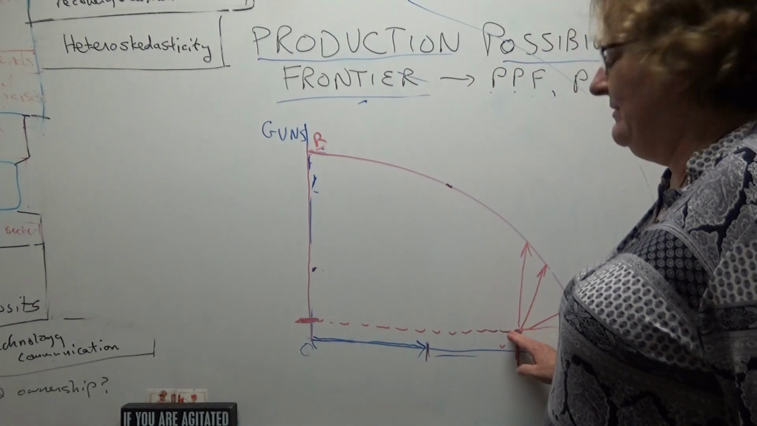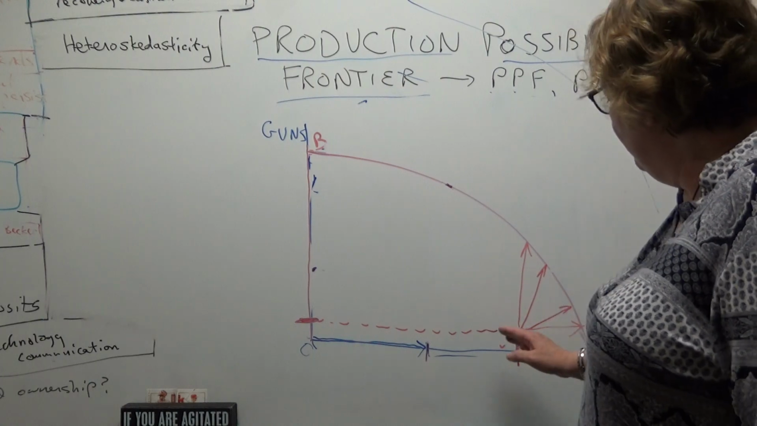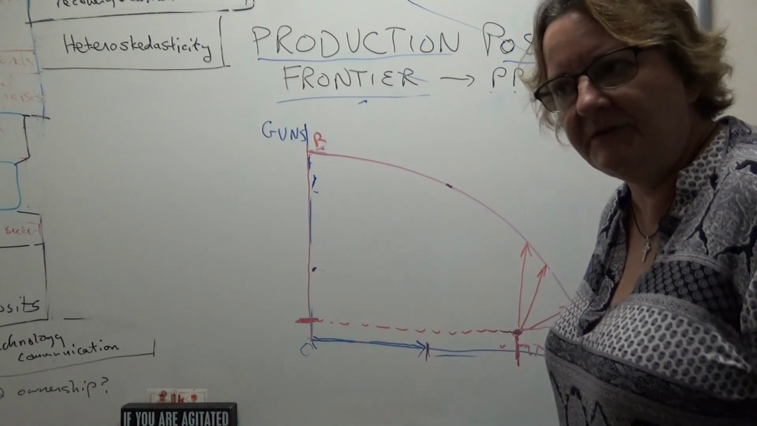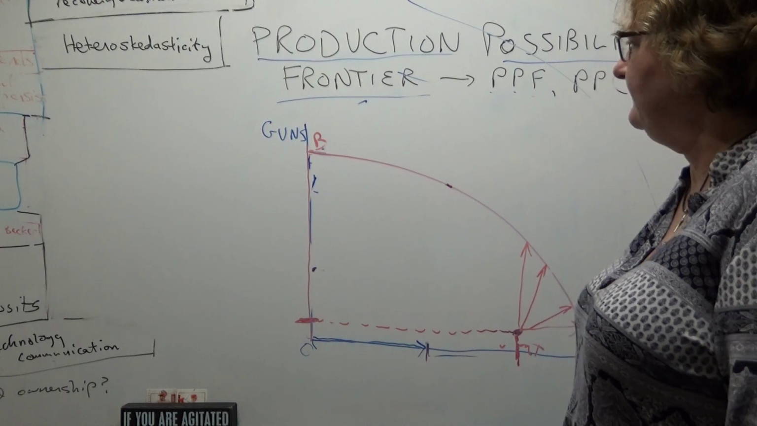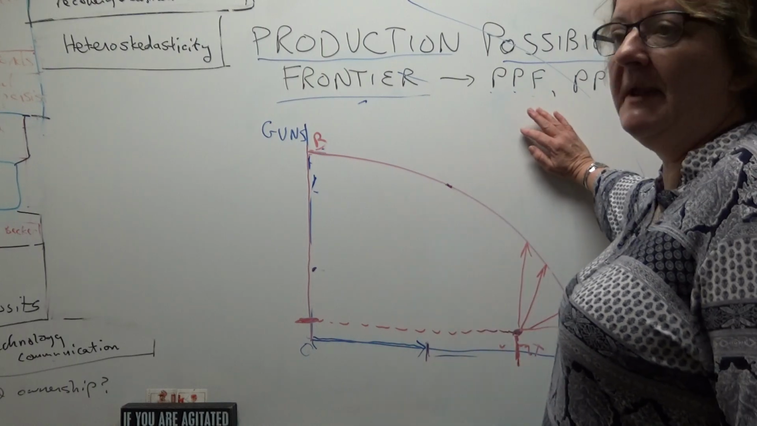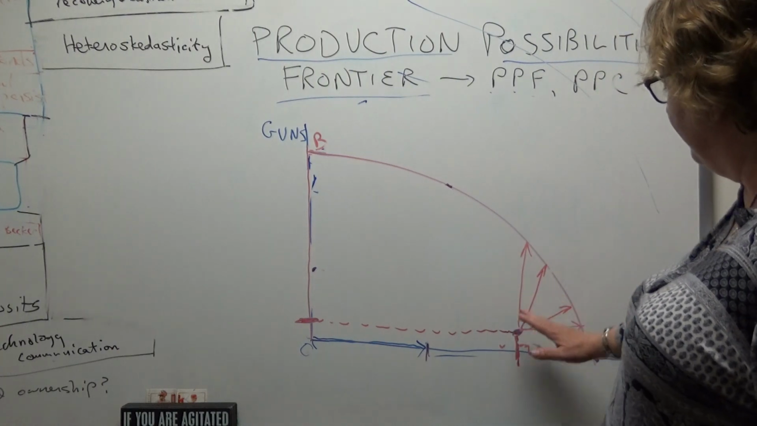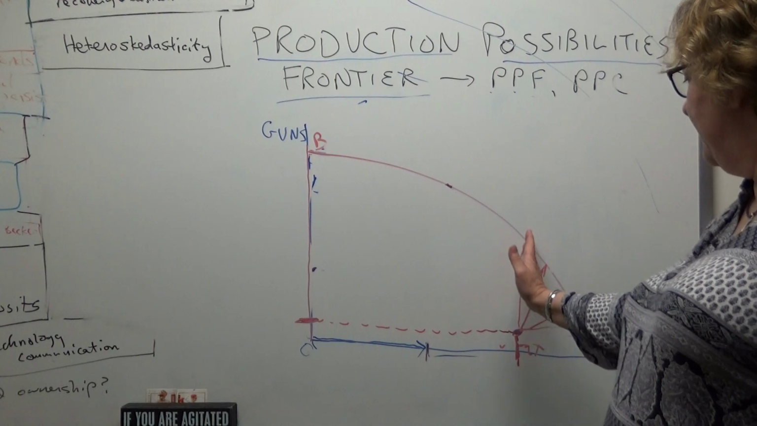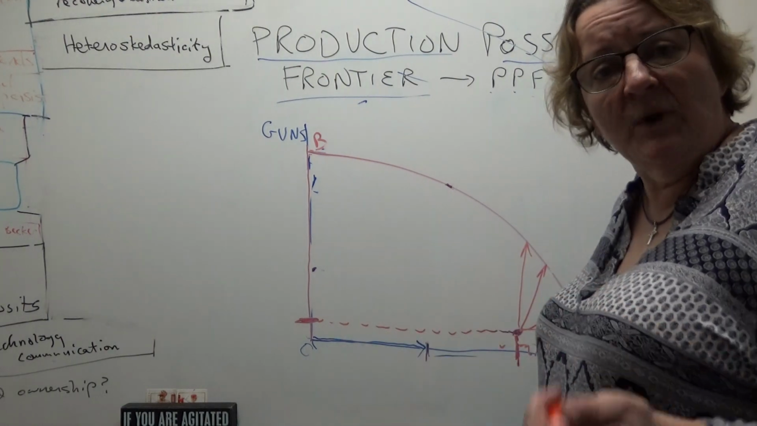At first, the Japanese bomb Pearl Harbor, and we joined the war on two fronts, in Europe and the Pacific. So at first we can produce more guns and we don't have to produce less consumer goods. But eventually they had to ration.